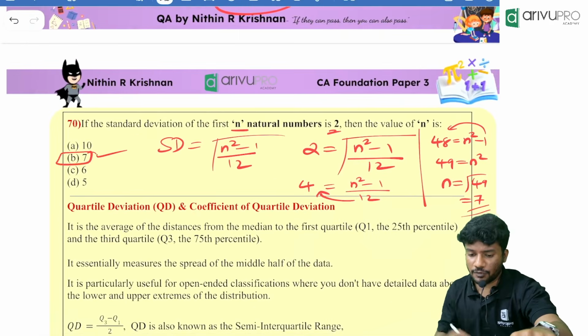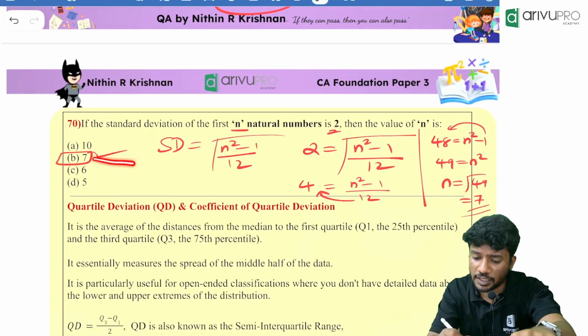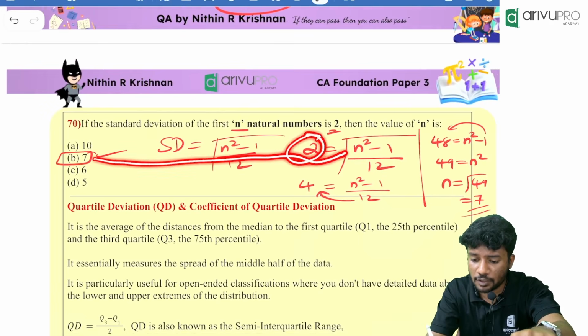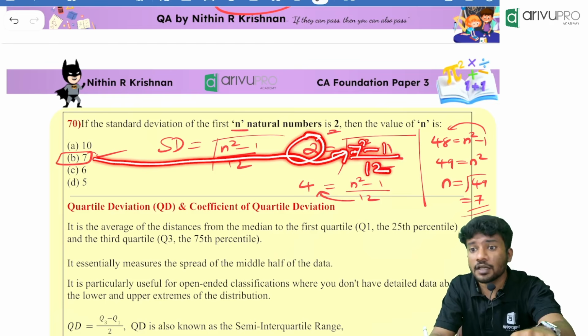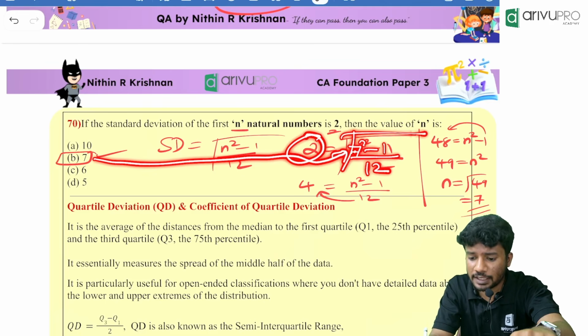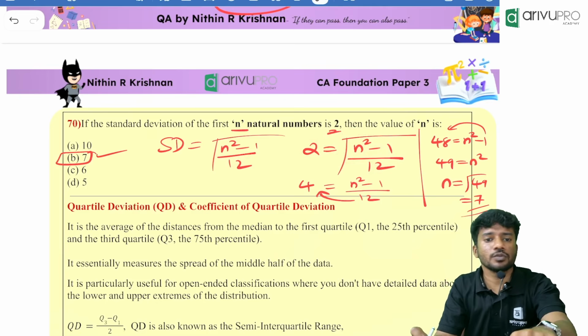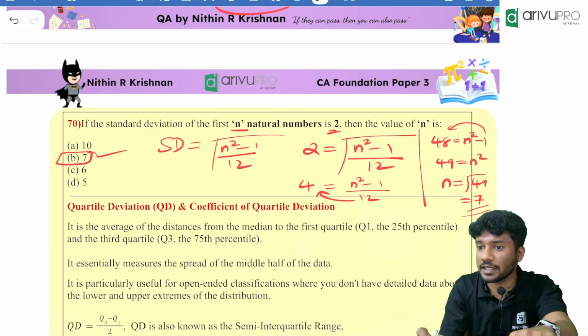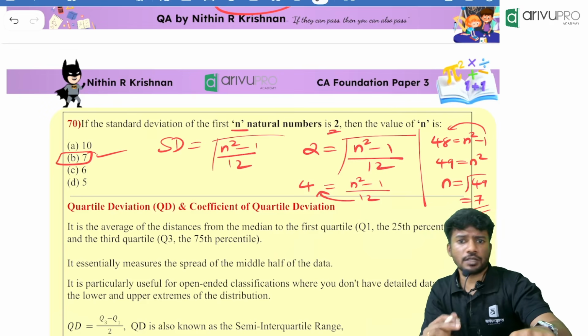Option B. If you are option hitting, you would have done it directly. LHS is how much? 2. RHS is what? 7 square minus 1 divided by 12. 7 square is 49. Take your calculator: 7 square minus 1 divided by 12. You will get 4. Then click the root. You will get 2. Option hitting would have also worked for the same question.